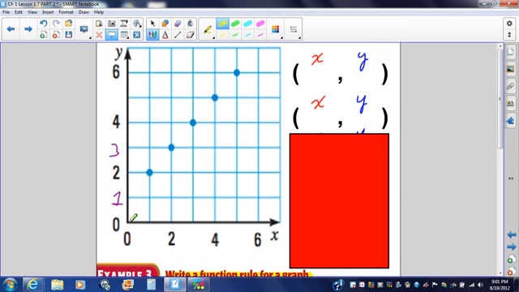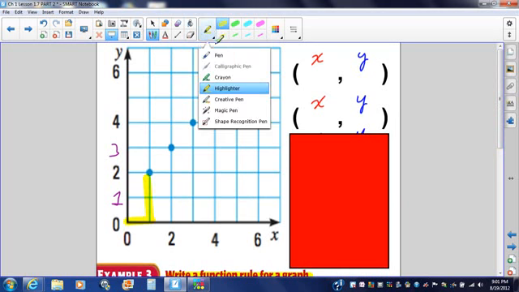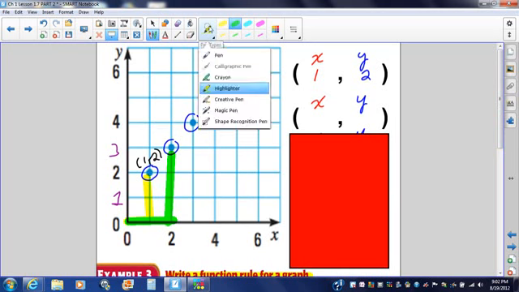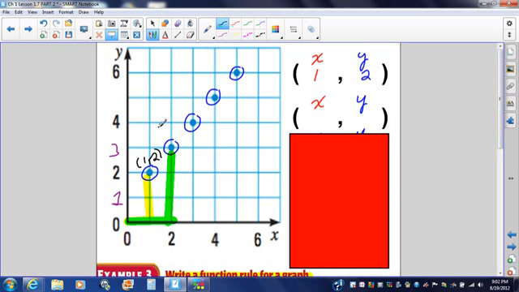I'm going to start at 0, the origin. I'm going to go 1 to the right, and I'm going to go up 2. So this would be the ordered pair 1, 2. So over here, I'm going to put 1, 2. All I'm doing is writing the ordered pairs for my dots. Next one, start at the origin, go right 2 and up 3. Right 2 and up 3. So that ordered pair would be 2, 3.